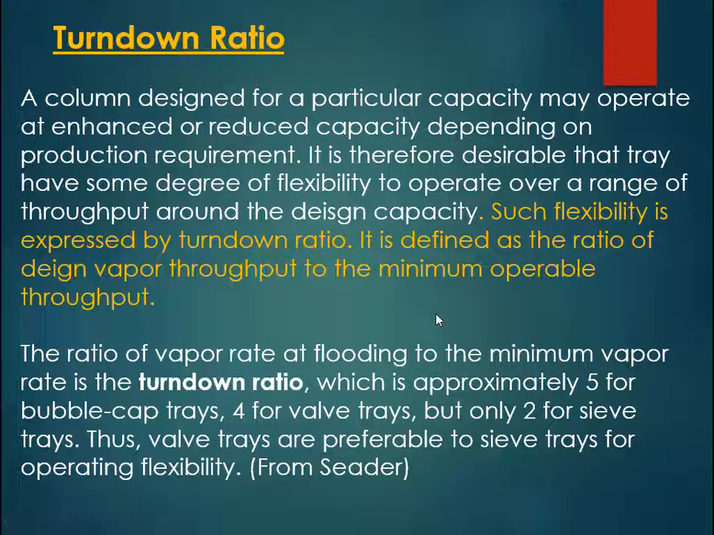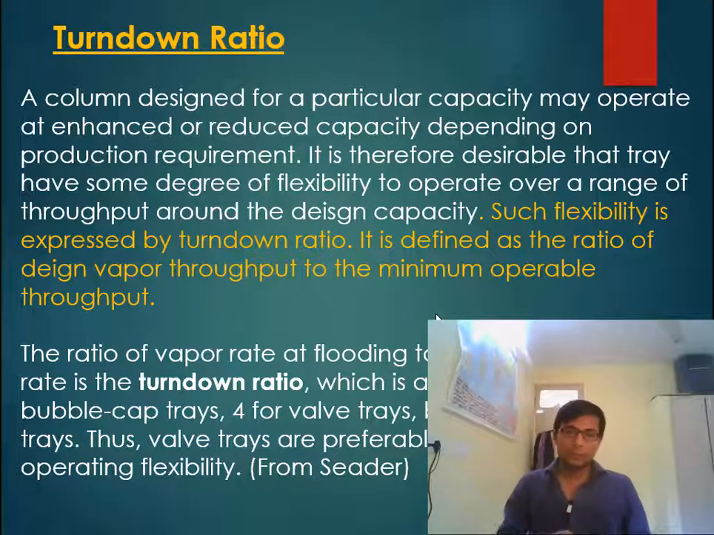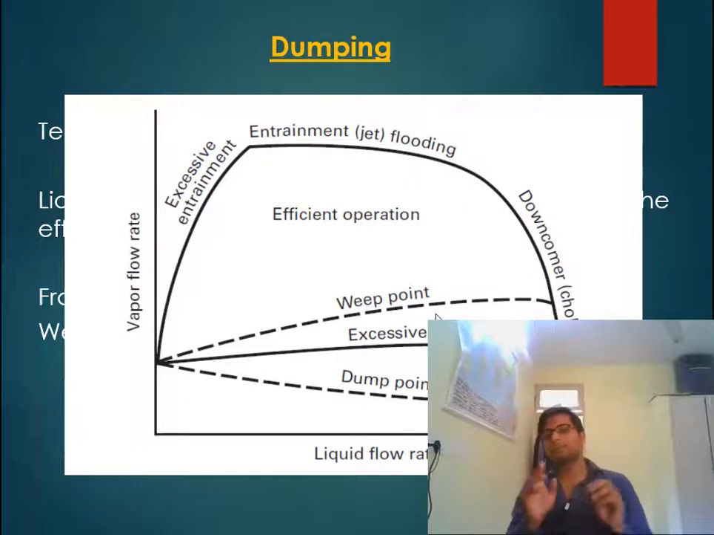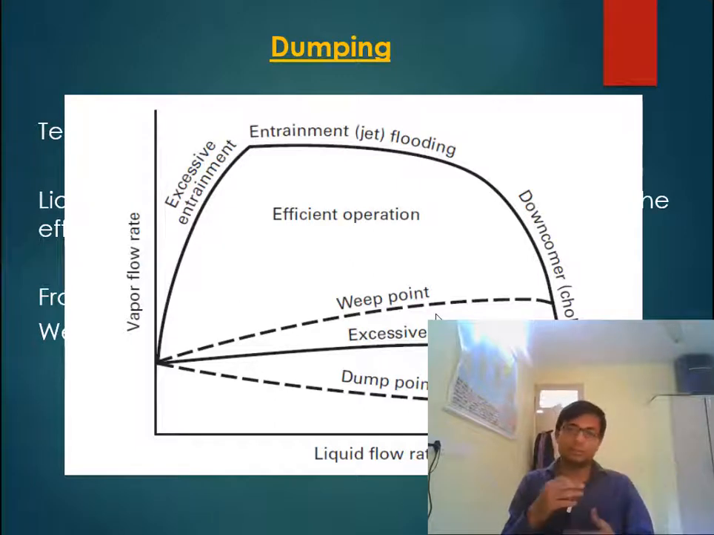So it is written that for a bubble cap tray, the turn-down ratio remains high. It is 5. For a valve tray, it is 4, and for a sieve tray, it is only 2. So there is very little flexibility of vapor flow rate in a sieve tray. Okay, so we have flexibility of operation. I mean, we can operate our column at low throughput also without any operational instabilities if my turn-down ratio is high. But even in that case, at what throughput should we operate for maximum separation?